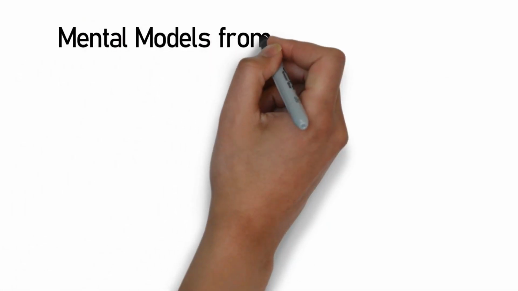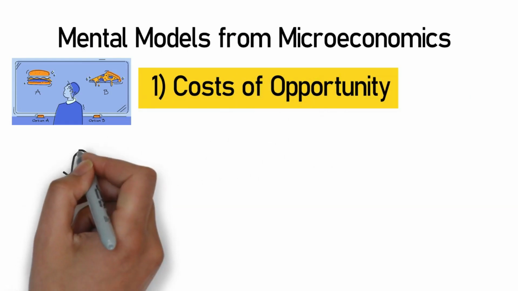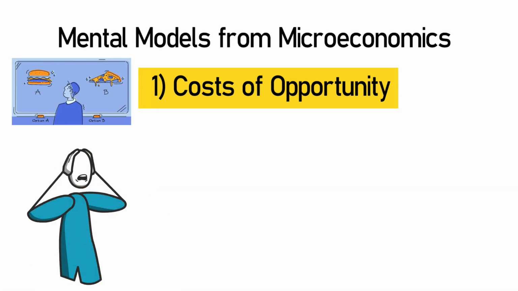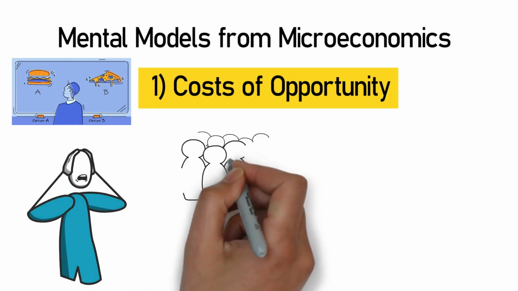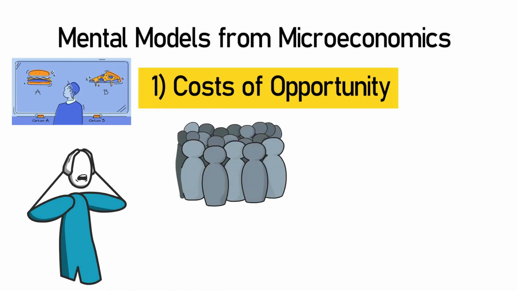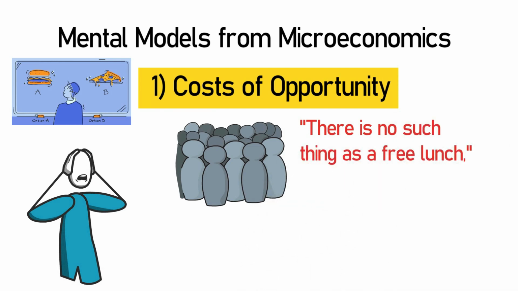Mental models from microeconomics. Number 1. Opportunity cost. When you can't do one thing, you can't do another. We live in a world where trade-offs are the norm, and the concept of opportunity cost governs everything. There is no such thing as a free lunch, as the saying goes.